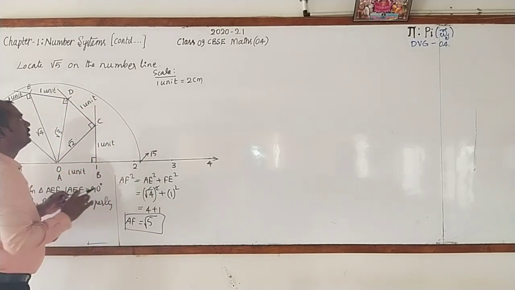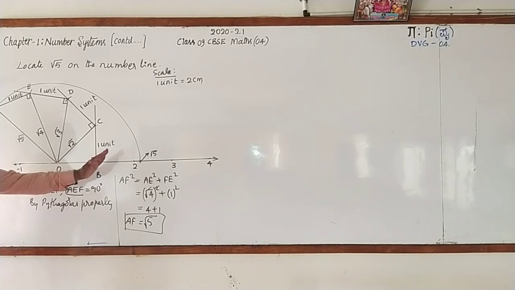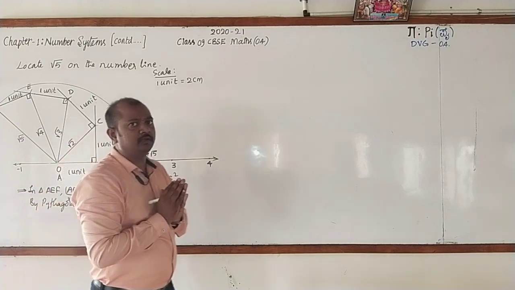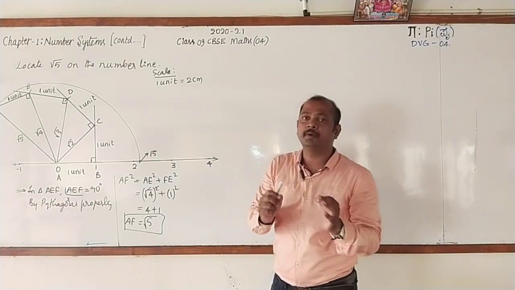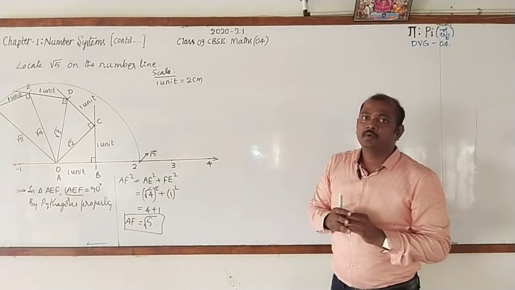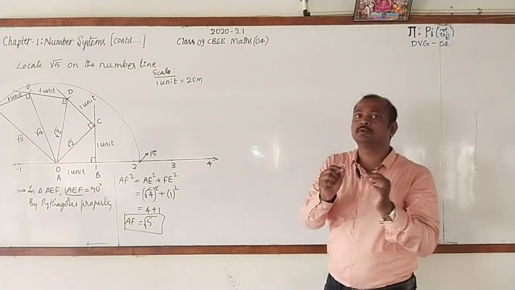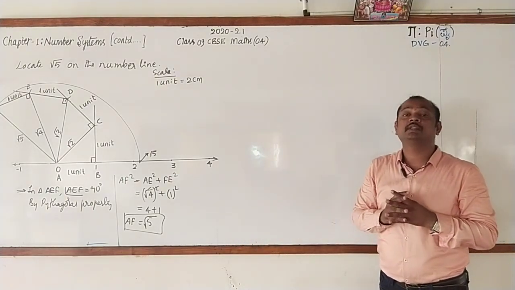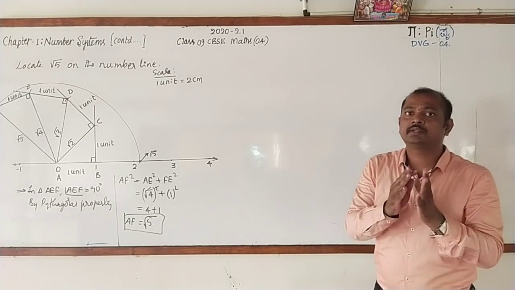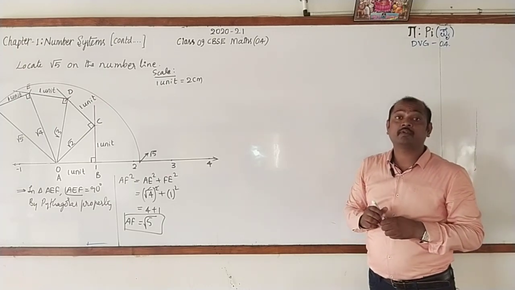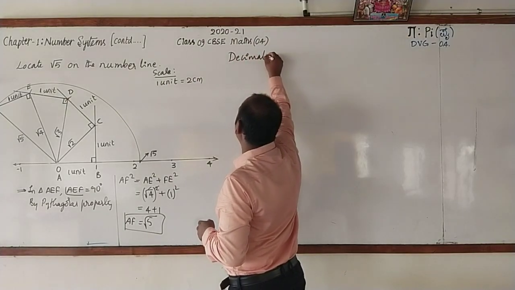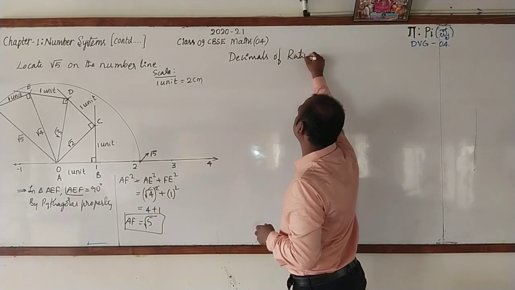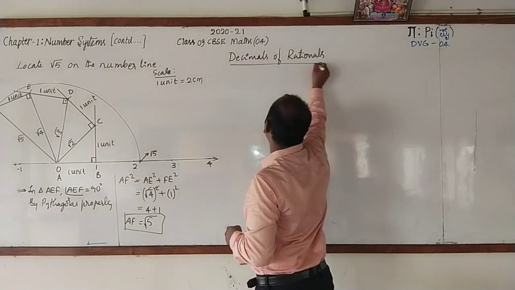See, so this is how we have to locate root 5 on the number line. Clear? So one of the important problems to be asked in the examination is locating root 5 on the number line by spiral method. Okay, now we shall come back to another part of this chapter, that is decimal numbers. Under the heading decimals of rational numbers. Right beside it, decimals of rational numbers, or simply you can write just rationals.